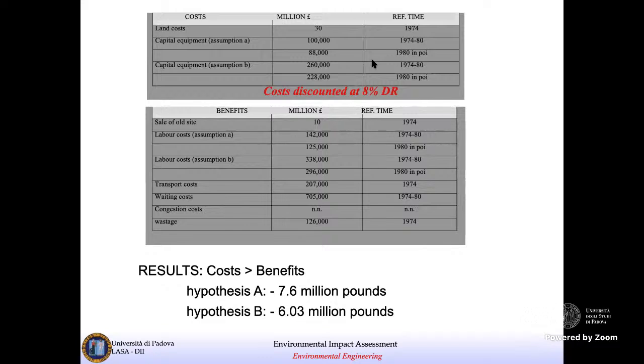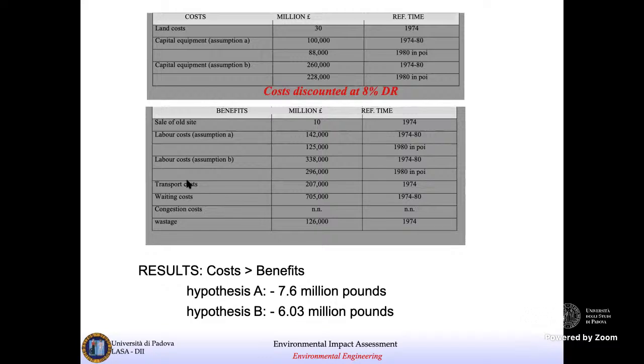Then they made an evaluation of the benefits in terms of the sales of old site, cost of acquisition, benefits of sale, labor cost in assumption A and assumption B, that are the most relevant items in the evaluation of costs, transport costs, waiting costs, these are well considerable benefits. And then from the analysis they carried out, they found out that the costs were larger than the benefits.